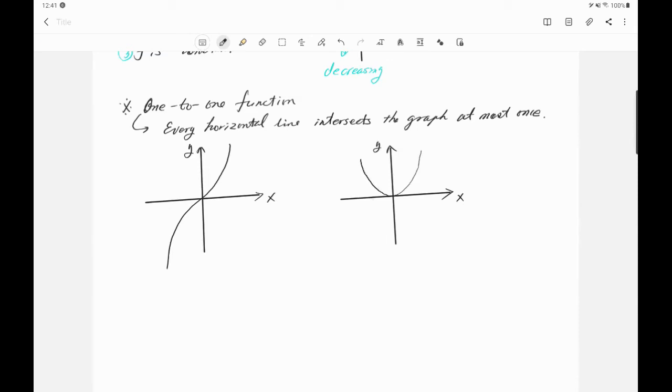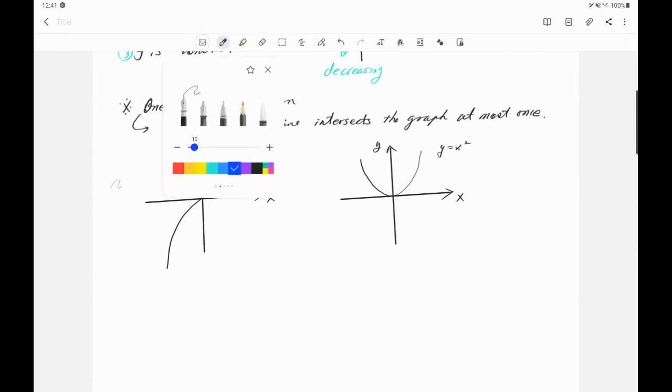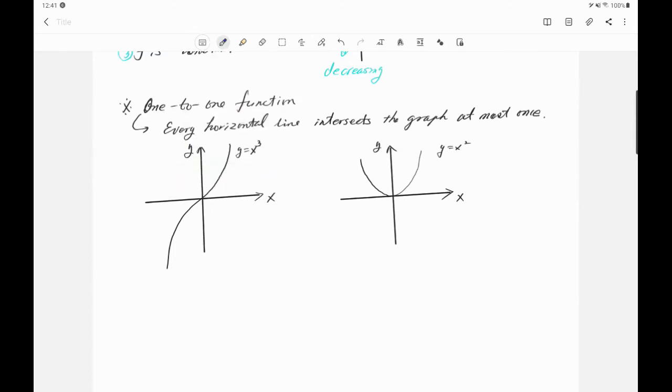Let's say this one is y equals x squared. And this is y equals x cubed. Something like this. So let's draw a horizontal line. As you draw a horizontal line, there's one intersection, right? So if the horizontal line has at most one intersection, then this is a one-to-one function.